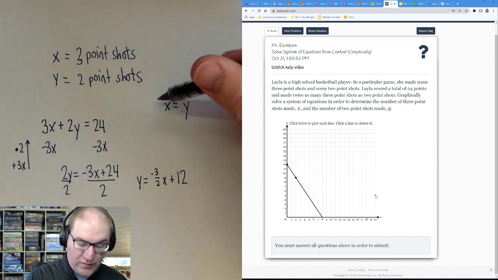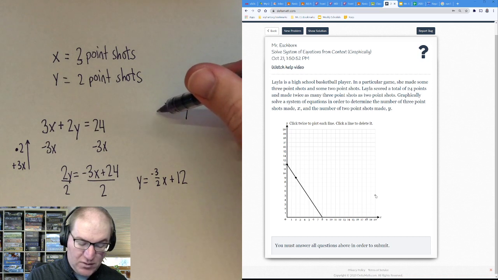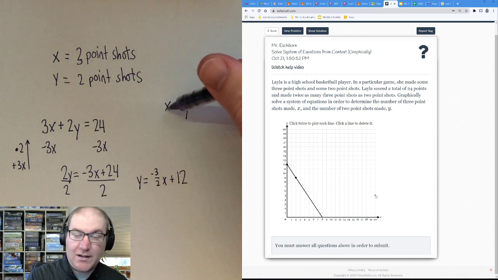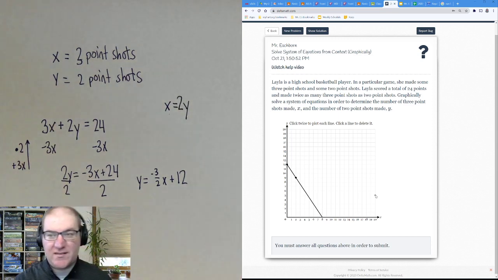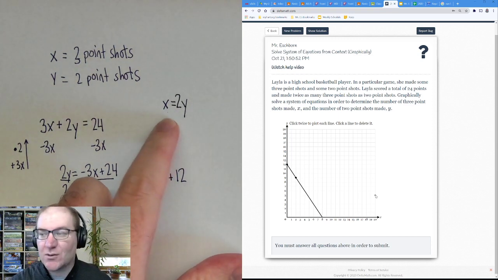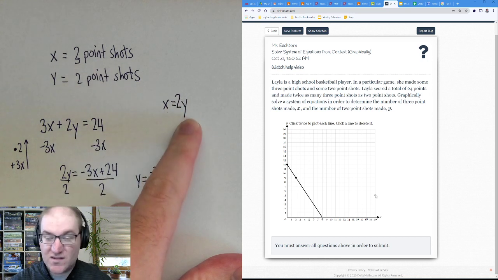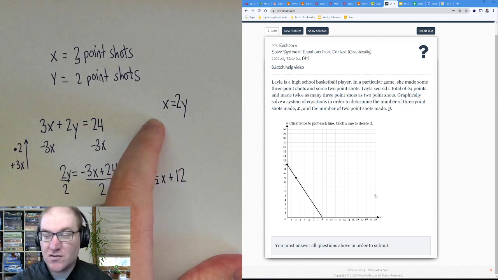If I put a 2 in front of this, this number's already bigger, right? So I need to put the 2 in front of the y here to balance things out. If I want those two to be equal to each other, well, this one's smaller. She didn't make that many 2-point shots. I need to double the number of 2-point shots for it to just be equal to the number of 3-point shots.